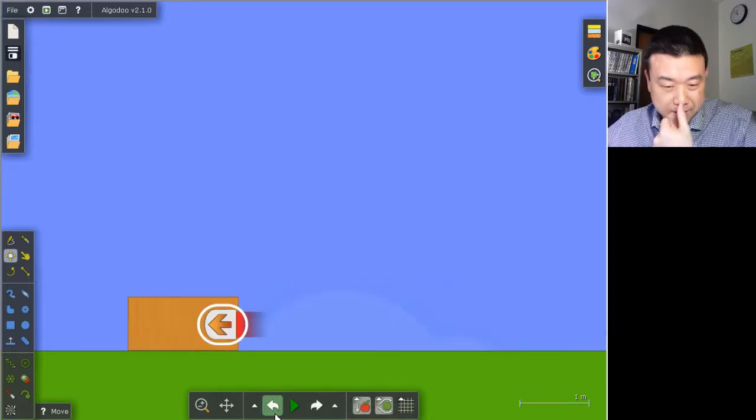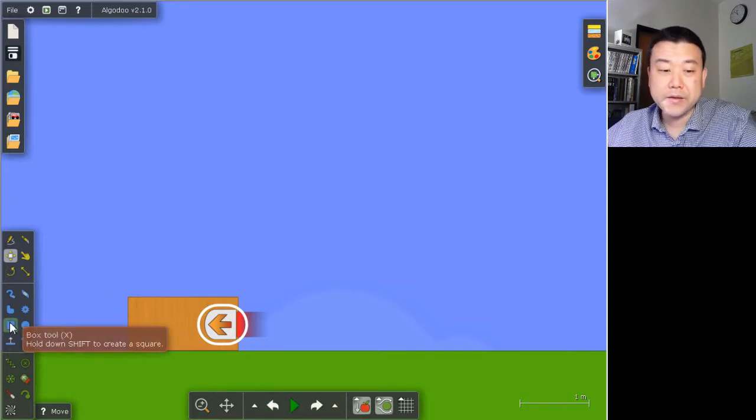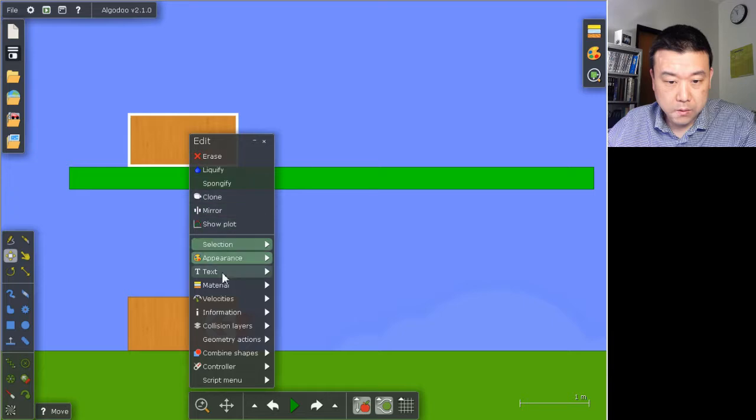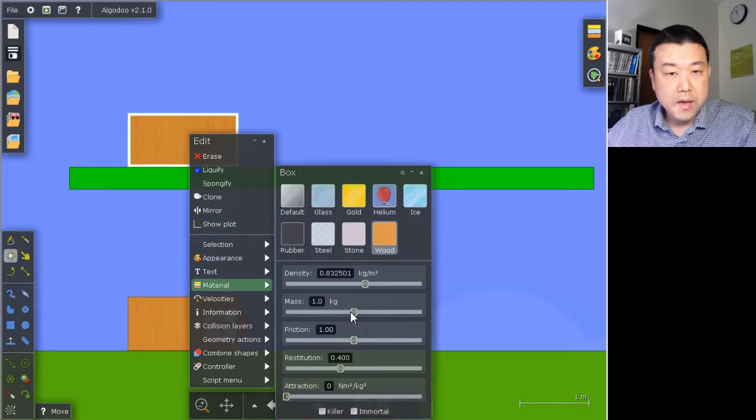So let me build a parallel version of this so that we can compare them. And we can see that at least up to the moment it comes to a stop, there's no distinction between them. All right, so the second floor setup has been set up. It's the same 1 kilogram block. And what's different with this block is it has a friction coefficient of 1.